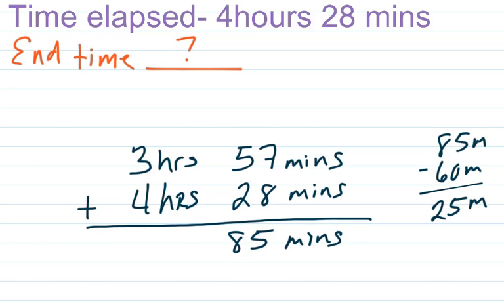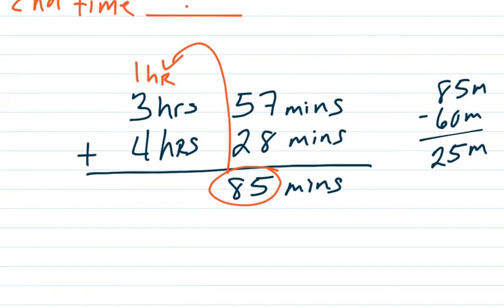So what I'm going to do now, and I'm going to switch my color up, is circle this. I'm going to regroup 1 hour over here to the top. Like I said, I circled this, I'm going to cross it out, and I'm going to make that 25 minutes. Now the next thing I'm going to do is add my regroup time. So 1 hour, 3 hours, 4 hours. That's going to give me 8 hours, 25 minutes.